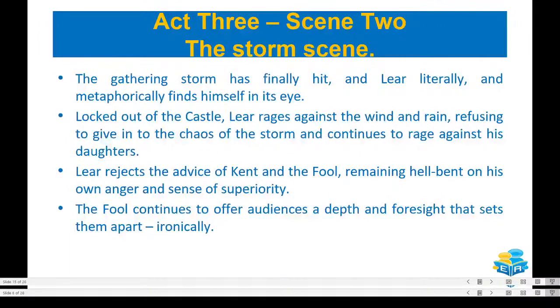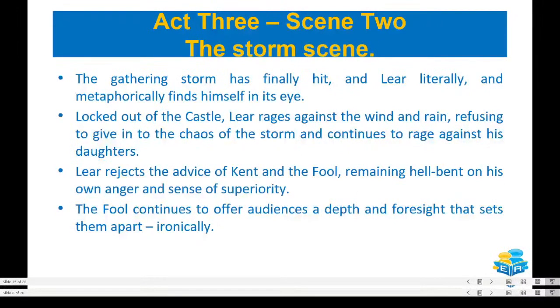The storm scene is magnificently dramatic. If you were to see this in the theatre, Lear is completely going hell for leather. There's wind, there's storm, it's overpowering, it's intense, and he's standing there shouting at the top of his lungs. Lear rejects the advice of Kent and the Fool, remaining hell-bent on his own anger and his own sense of superiority. For the most part in this scene, Lear still believes his own hype. He is still overly concerned with how could they do this to me.